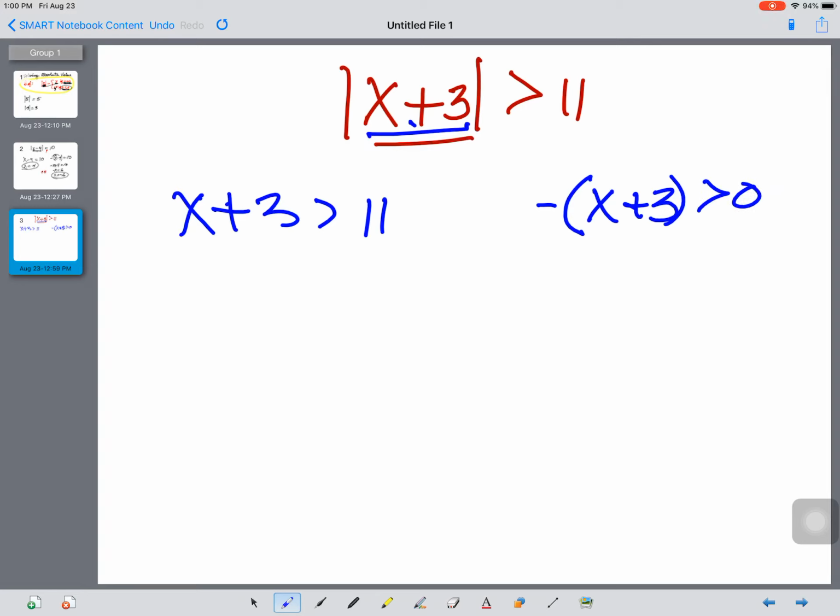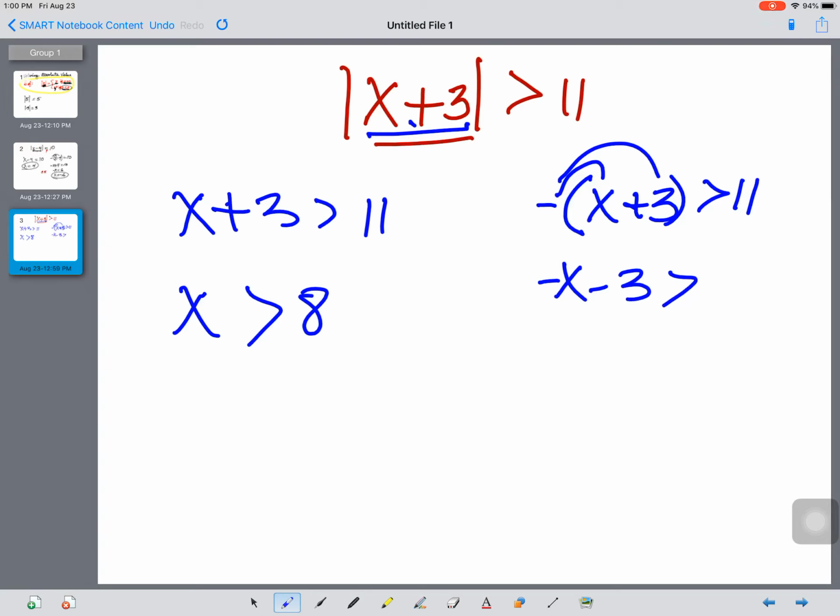Oops, I put 0 for some reason. Let's change that to 11. So now I'm going to take this negative over here and distribute it and solve both of these equations. So this is just going to be x is greater than, subtracting 3, and you're going to get 8. Distribute the negative, and then negative x is greater than, add 3 to both sides, in this case 14. And then when you divide by negative 1, you get x is less than negative 14.